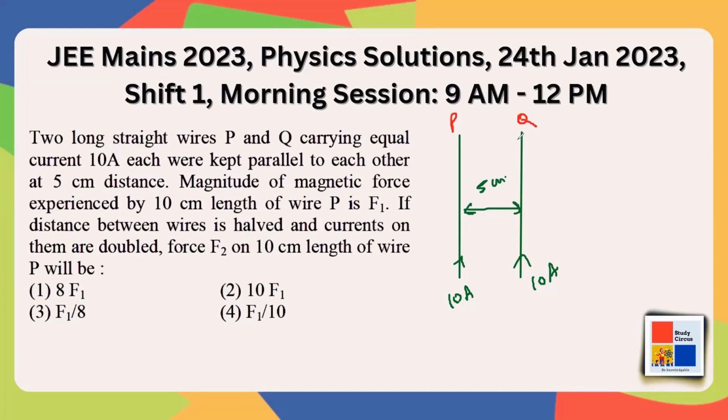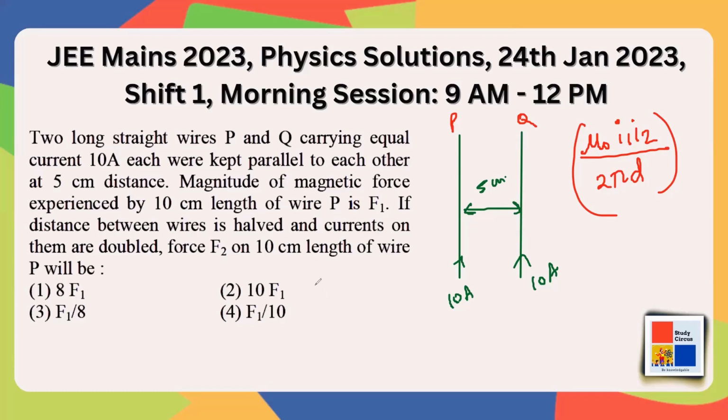So the force applied by the wire P on Q is the same as the force applied by Q on P, right? Newton's third law. That force per unit length is given by mu naught I1 I2 upon the distance separated into 2 pi. So this is the formula, right? We have to find what is the new force going to be, right? So basically we have to find the ratio of the forces. So we need not put all the values up front, okay?